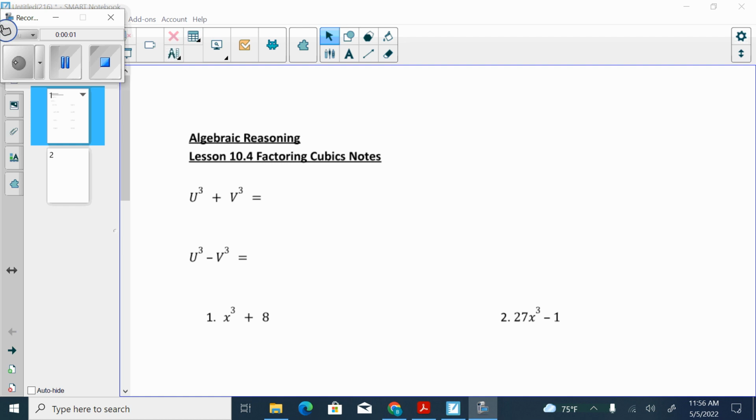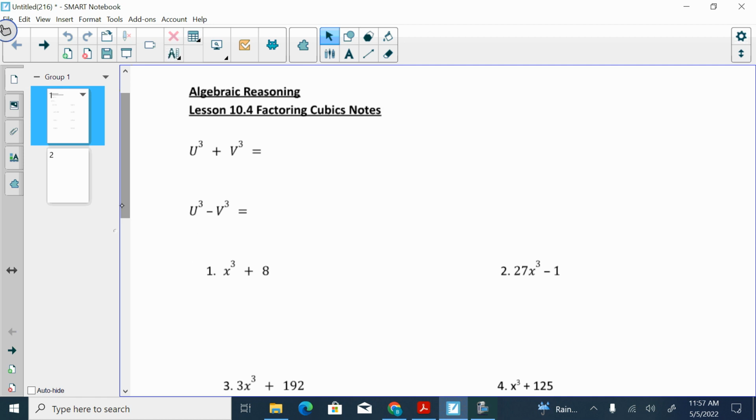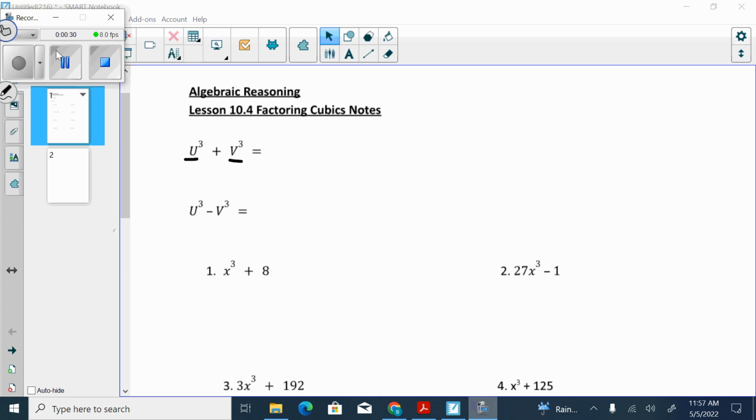In factoring, things that ended up having a degree of 2 or an exponent of 2. If you notice, these that we're looking at today have exponents of 3. So today we're going to be learning how to factor our cubic functions. If you have something that looks like this, some u plus v cubed, u and v could be any number or variable. So if we have what we would call a sum of cubes, we have a formula that we can use for these types.